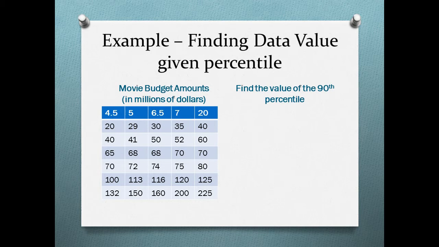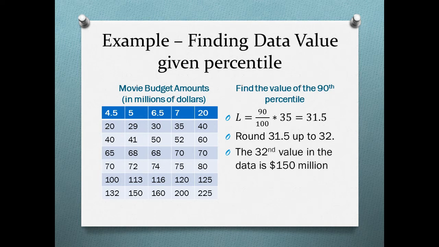Let's use the same chart for finding a given percentile. This time I want to find the value of the 90th percentile. In this case, I'm going to be using the locator formula. So L would be equal to 90 over 100 times 35. When I do the arithmetic, I get 31.5. If I have 31.5, I want to be rounding it up to 32. That means I want to use the 32nd value out of my 35 values in the data set. If I count up from the smallest to the largest, the 32nd value is 150 million. Therefore, the 90th percentile, or P sub 90, is equal to $150 million.